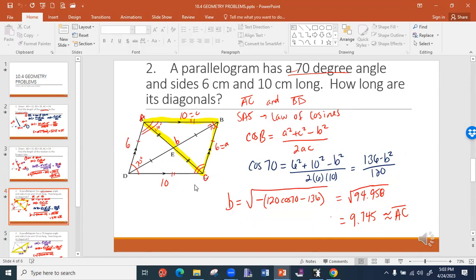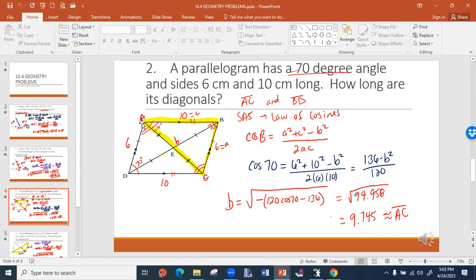Then I put in that I have an angle of 70, and opposite angles are going to be the same, so 70. And then adjacent angles have to be supplementary. So if this is 70, then this has to be 110. So I put in all the information that I know, and it wants to know how long the diagonals are.